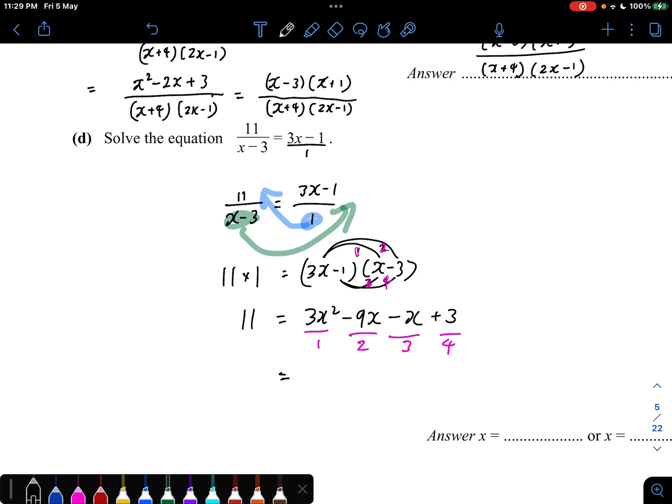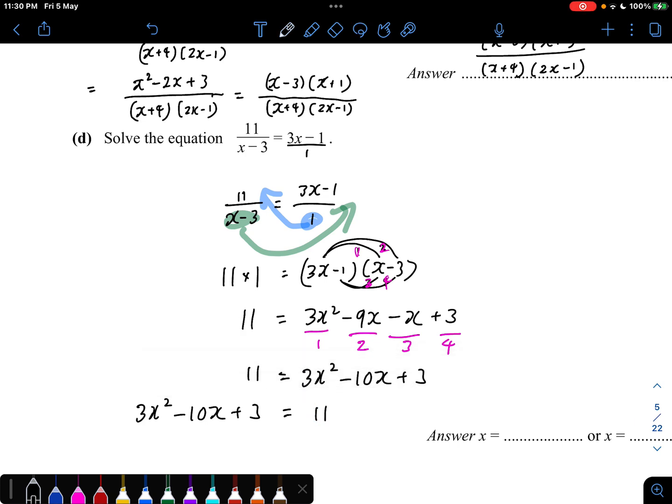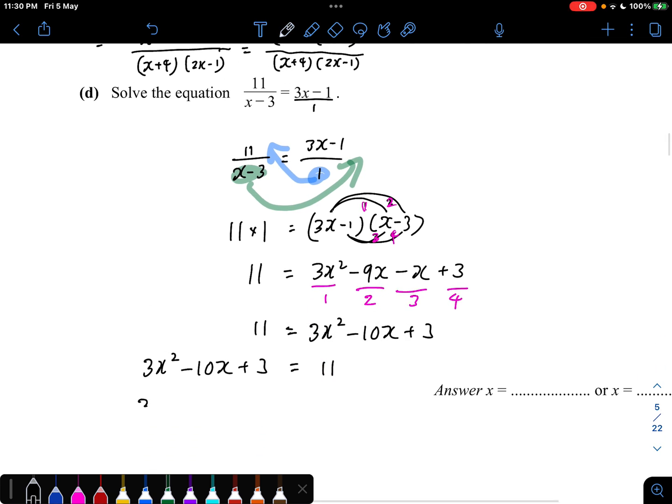So now, if you try and simplify this, you end up with 3x squared minus 9 minus 1 is minus 10x plus 3 equals 11. I prefer my variables on the left side, so I'll just swap them around. This goes to the left, that goes to the right. Okay, and bring the 11 over. So you end up with 3x squared minus 10x plus 3 minus 11, which is minus 8, equals 0.